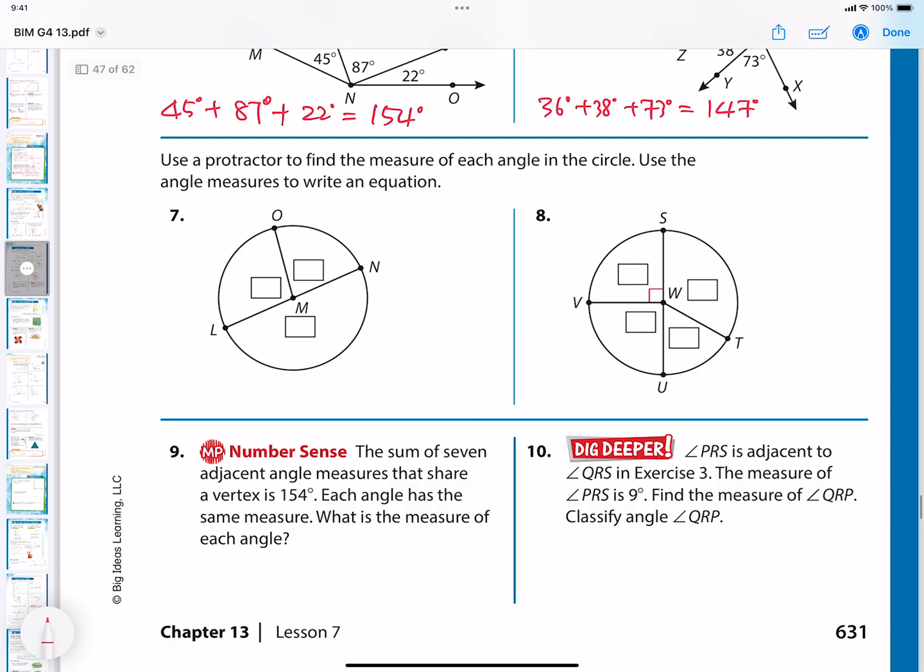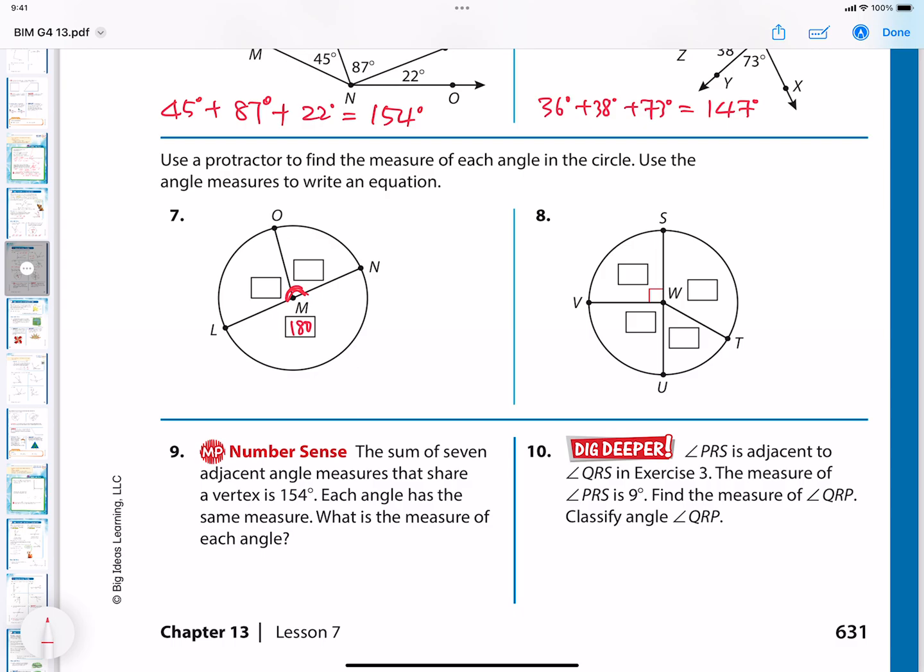Okay, this is the same thing. This has to be 180. Oh, but let's read the question. That's the problem, right? We need to know what they're asking. Use a protractor to find the measure of each angle in the circle. Use the angle measures to write an equation. Okay, this circle has to be 360 anyway, right? And the addition of these two has to be 180. So it has to be 360 though, but let's find out.